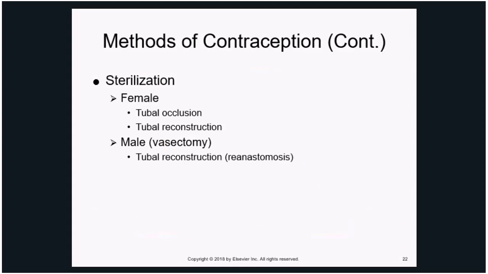Methods of contraception continued. Sterilization. A female can have her tubes occluded, and once they're tied, they can be untied, so that's the reconstruction. A male vasectomy can be reversed, but it does not guarantee that he can get someone pregnant. Same with the tubal reconstruction.